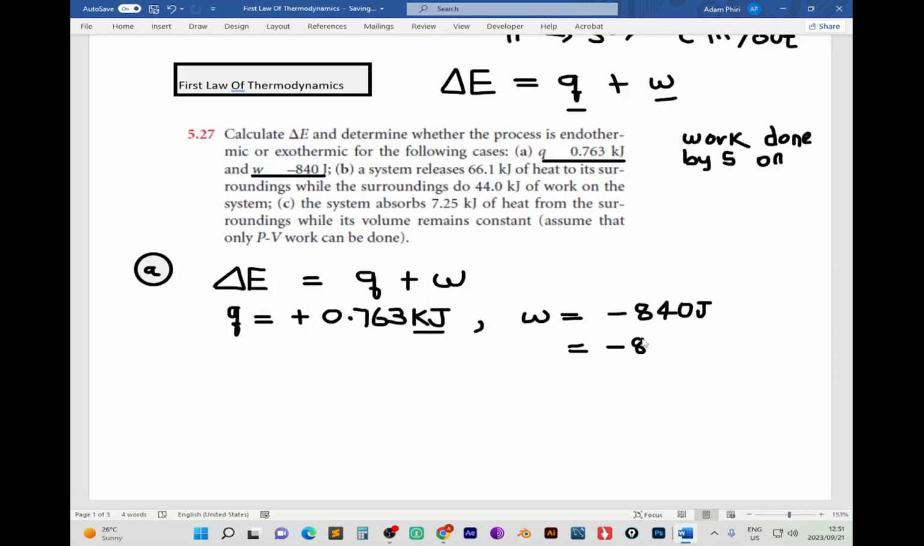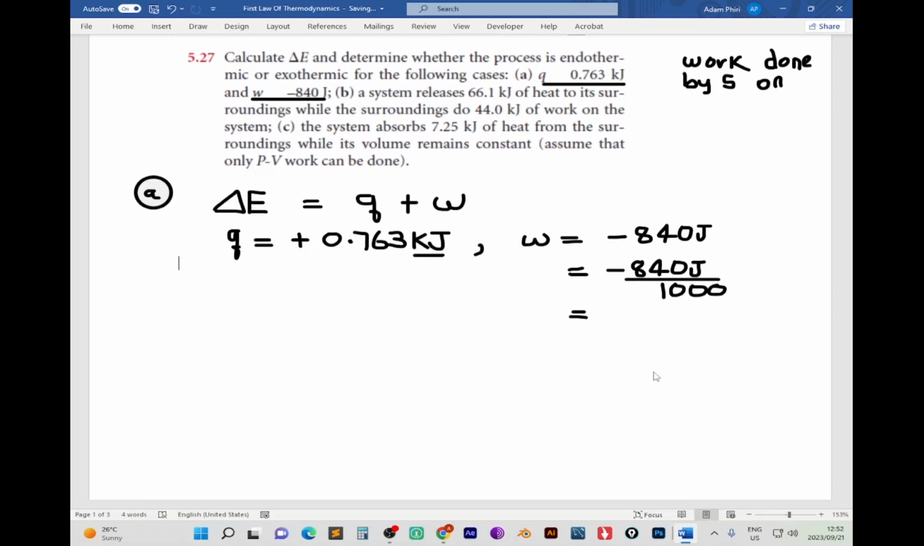A kilo means 1000, so we need to divide 840 J by 1000. Dividing that by 1000 gives us negative 0.840. It should be negative. You can also punch that on the calculator to confirm, and now it becomes kJ.